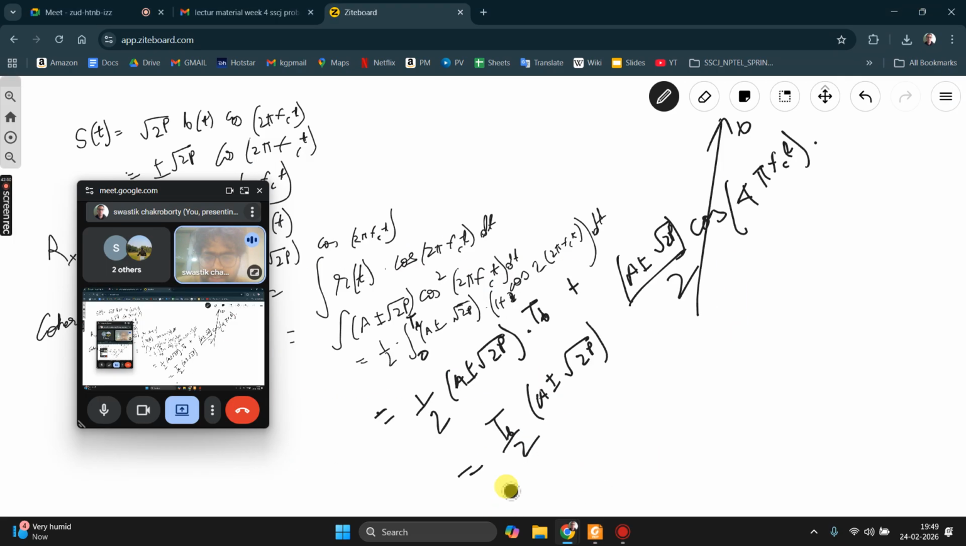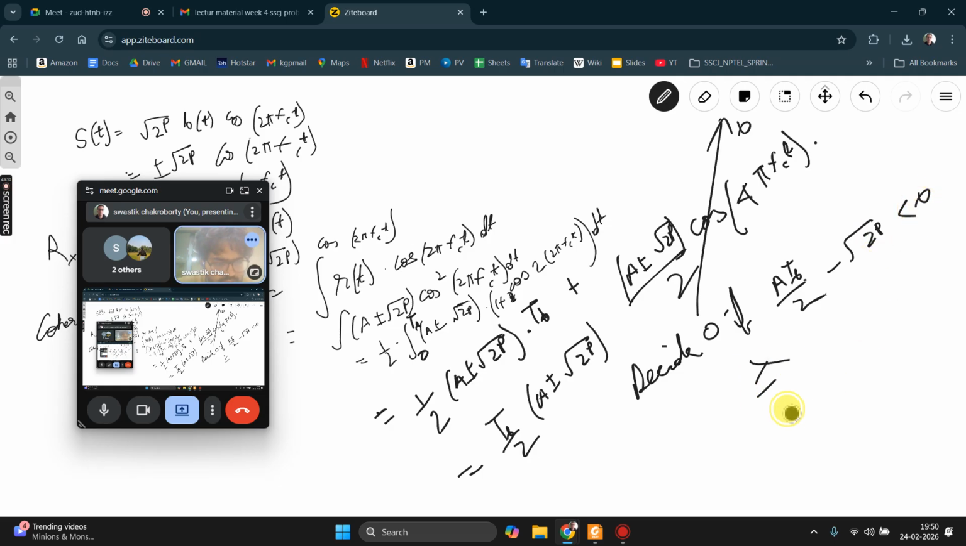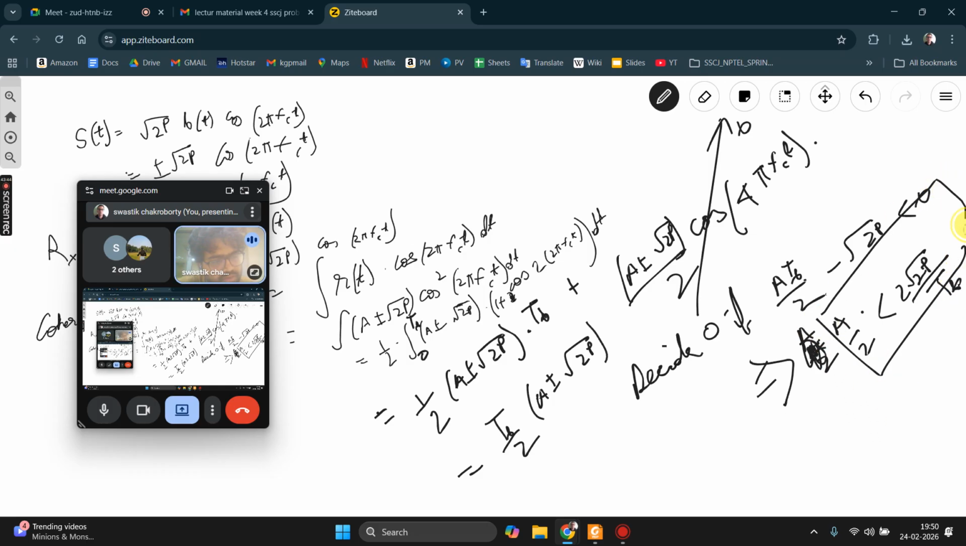Now the decision threshold, this thing decides 0 if a TB by 2 minus root 2p is less than 0, which implies a by 2 is lesser than 2 root 2p by TB. This thing basically becomes your new decision.